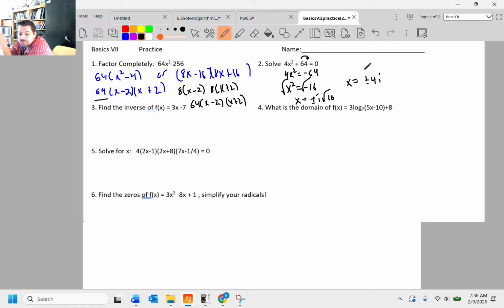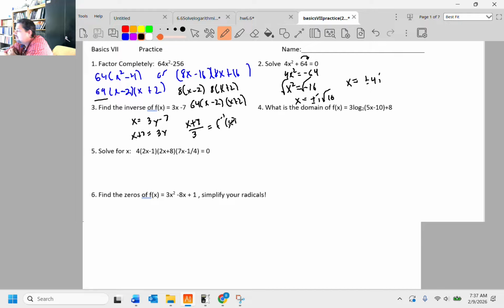All right, find the inverse of f of x equals 3x minus 7. First thing we're going to do is swap x and y. We're going to get the f out, make that an x. And then we're going to resolve for y. We're going to add 7. And then we're just going to simply divide by 3. So x plus 7 all over 3 is the inverse of f of x.